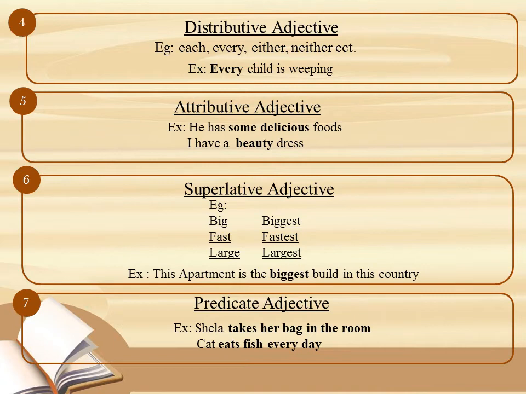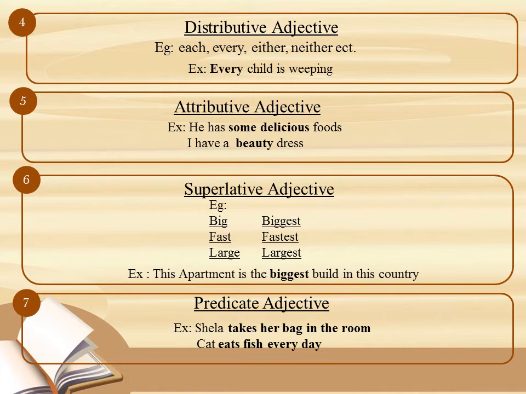Often, distributive adjectives are used to slightly alter a sentence's meaning. For example, the first, every child is weeping, and the second example, the children are weeping. While these two sentences are close in meaning, the first sentence says that a child is weeping and the second says that a group of children are weeping.